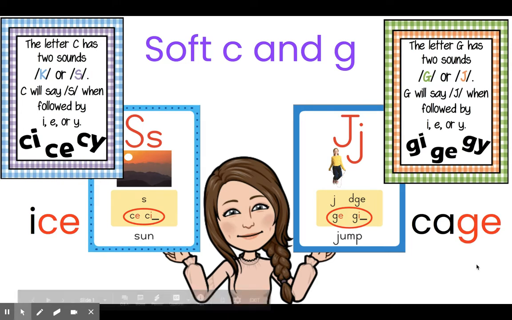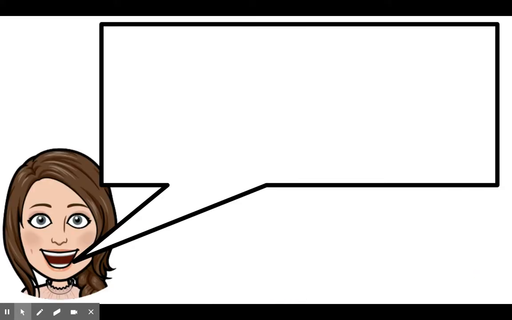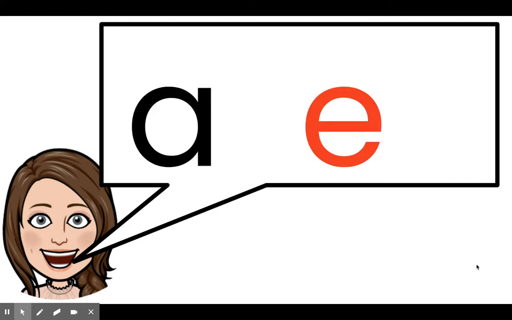We're going to practice this week, both soft C and soft G. Let's try blending some words today. Remember, if C or G are followed by I, E, or Y, they're going to make their soft sounds S or J. Here we go. I'm going to put letters up on the screen. I want you to say the letter sound. When we have all the sounds, we'll blend and then we will read the word.